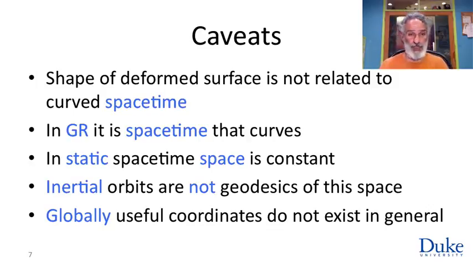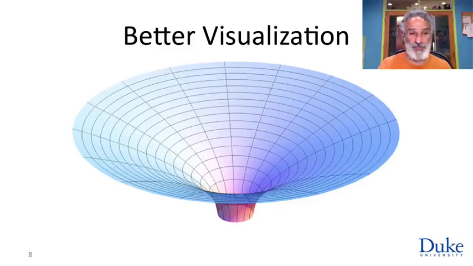And in general, a set of coordinates that allows you to describe all of space-time does not exist, and we'll see some times when that is a problem, and we'll actually have to pay attention to this. A better visualization of the gravitational effects, the curved space, not space-time, the curved space around a stationary gravitating object like a star, is this so-called Flamm's paraboloid.